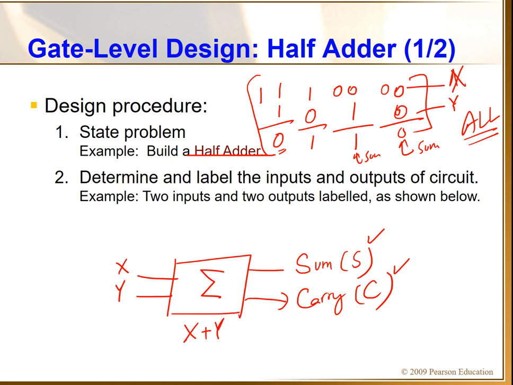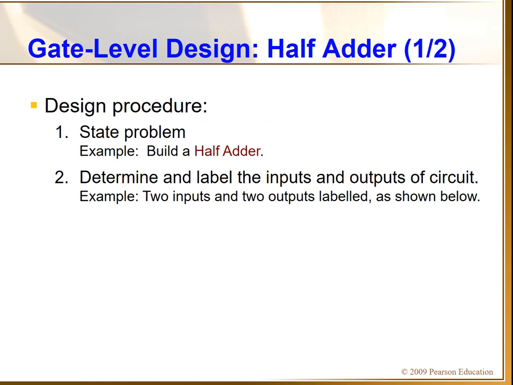So the first step is to state the problem. The second step is to determine and label the inputs and outputs of the circuit. In this case, these are our inputs. We determined that we have binary inputs. And these are our outputs: there will be a sum and a carry. So you should define what your inputs and outputs are, and make a block diagram of that. Then the next step is to draw the truth table.